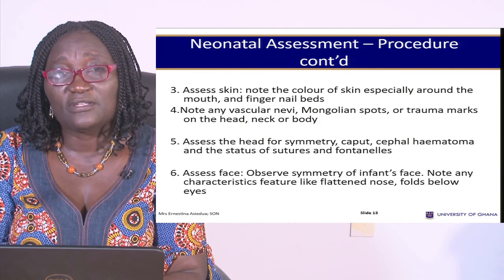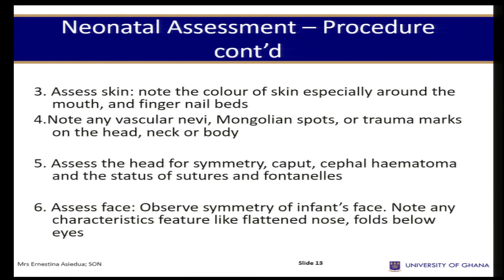You assess the face of the baby. You observe for symmetry of the face. The baby should not be having palsy. If the baby is having palsy, you realize that one side of the face will be drooping. If there is no palsy, then you find symmetry. You note any characteristic feature like a flattened nose, any folds below the eyes.